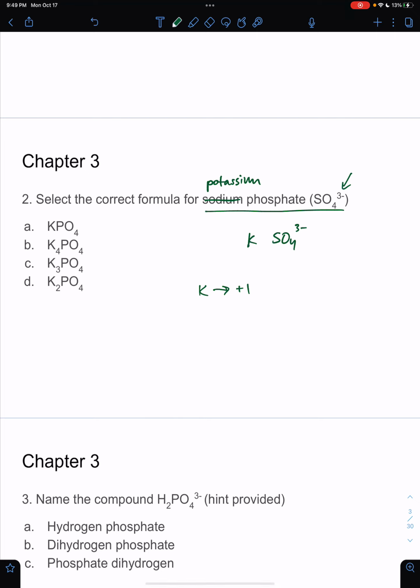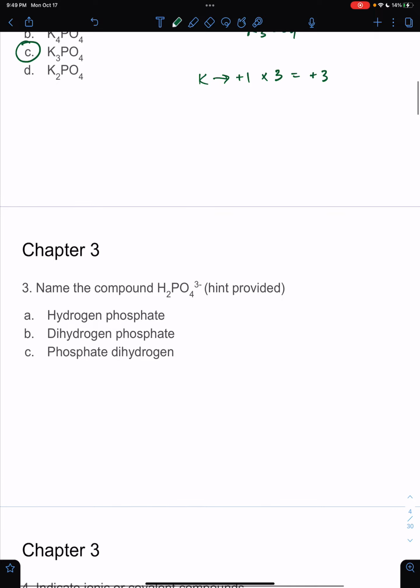So in order to balance this and make it +3, we have to have 3 potassiums. So if we do +1 times 3 potassiums, that gives you +3 charge. So the answer is going to be C. So this question, you just have to know the charge of the polyatomic ion, and I think she said she's giving you that. So that one should be pretty simple. I'm going to move on.